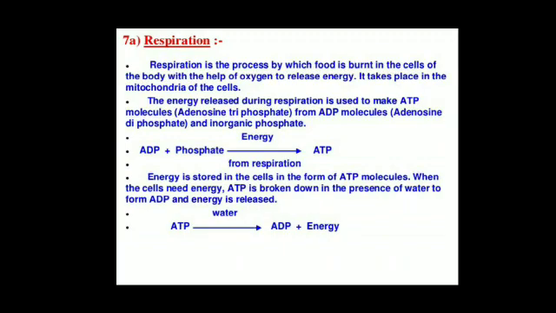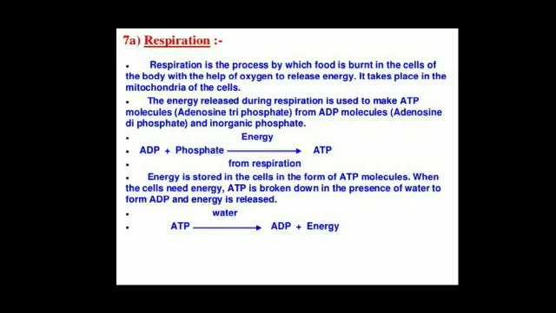Respiration is the process by which food is burnt in the cells of our body with the help of oxygen to release energy. It takes place in the mitochondria of the cell. Energy is released in the form of ATP. ATP is known as the energy currency of the cell. ATP is produced by mitochondria. Mitochondria is known as the powerhouse of the cell.